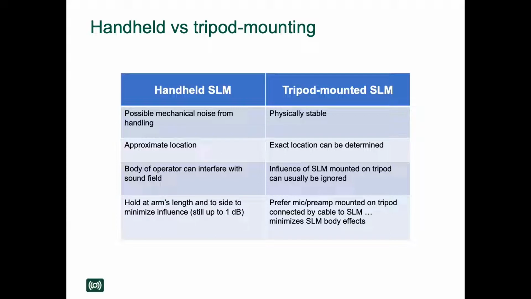While handheld operation may be convenient, the body of the operator can sometimes interfere with the sound field and affect the measured data. If the meter is going to be held in the hand, the operator should hold the instrument at an arm's length as far from the body as possible and to one side to minimize such effects. However, using the meter in this fashion can still influence the sound level up to about 1 decibel at various frequencies. Having the microphone or SLM on a tripod usually means that the effects of the tripod or stand are minimal and can be ignored. A tripod also provides a more stable support than handheld operation, especially for extended measurements.